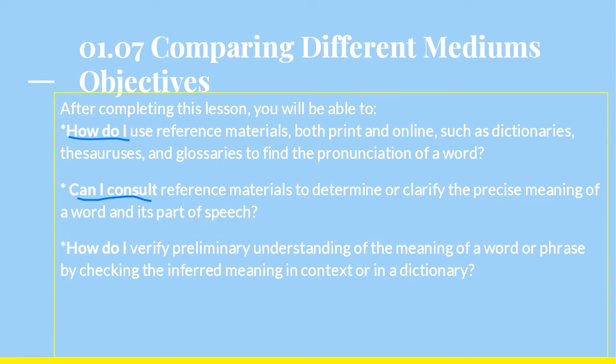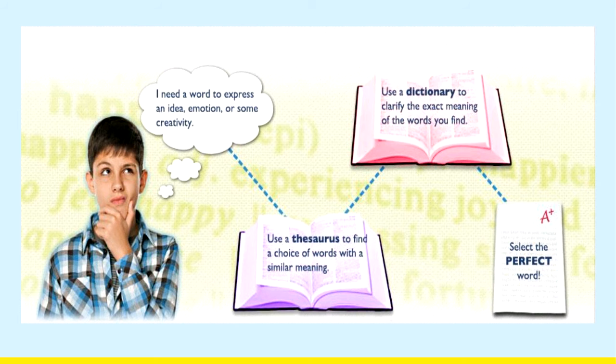Can I consult reference materials to determine or clarify the precise meaning of a word and its parts of speech? And then finally, how do I verify preliminary understanding of the meaning of a word or phrase by checking the inferred meaning in context or in a dictionary? So what we're looking at in this lesson is the proper use of dictionaries, thesauruses, and glossaries. And I want you to read through the lesson and take your notes.